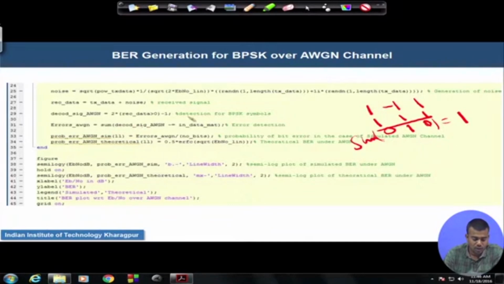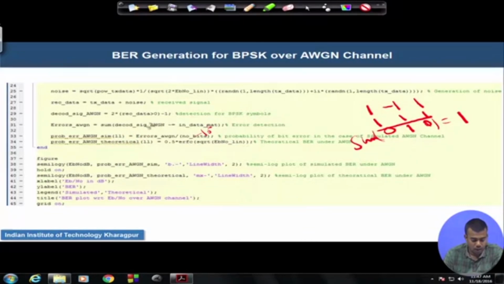Similarly, as we are comparing those 10 power 6 transmitted bits and the decoded signal over the AWGN channel, and summing all of the bits, that will give me the probability of error in the AWGN channel. So I am dividing by the total number of bits, which is 10 power 6. This will give me the probability of error over the AWGN channel with respect to simulation. This simulation will be run in a for loop for different values of Eb by N naught, so this will give me the probability of error with respect to each Eb by N naught.